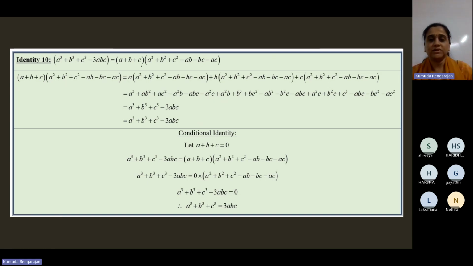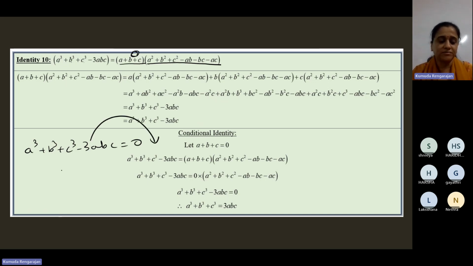So in this identity, if the value of A plus B plus C is 0, what is 0 into the second bracket? 0. So we have A cube plus B cube plus C cube minus 3ABC is equal to 0. Now when you take this to the other side, A cube plus B cube plus C cube is equal to 3ABC. Minus 3ABC when you transpose becomes plus 3ABC.